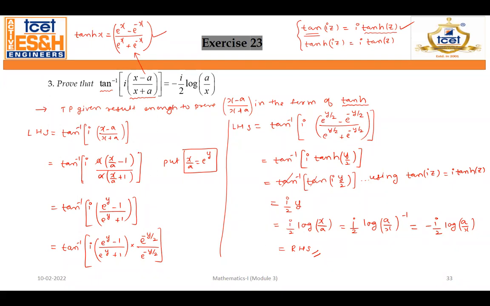We did a manipulation: inside the angle we have multiplied as well as divided by e raised to minus y by 2, so that we can get the tan hyperbolic structure. Basically the tan hyperbolic structure means positive exponential minus negative exponential upon positive exponential plus negative exponential. Okay, so that is the hint.